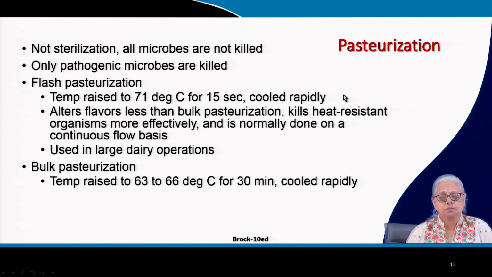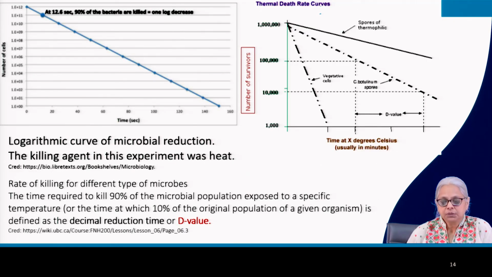And that's about it. So in this particular slide, what is shown is the difference in decimal reduction time for vegetative cells and spores. You can see it takes much less time to get 1 log reduction with vegetative cells, and for Clostridium botulinum spores you can see how much longer it takes. This is generally clear, and the same thing holds for thermophilic spores in this case.